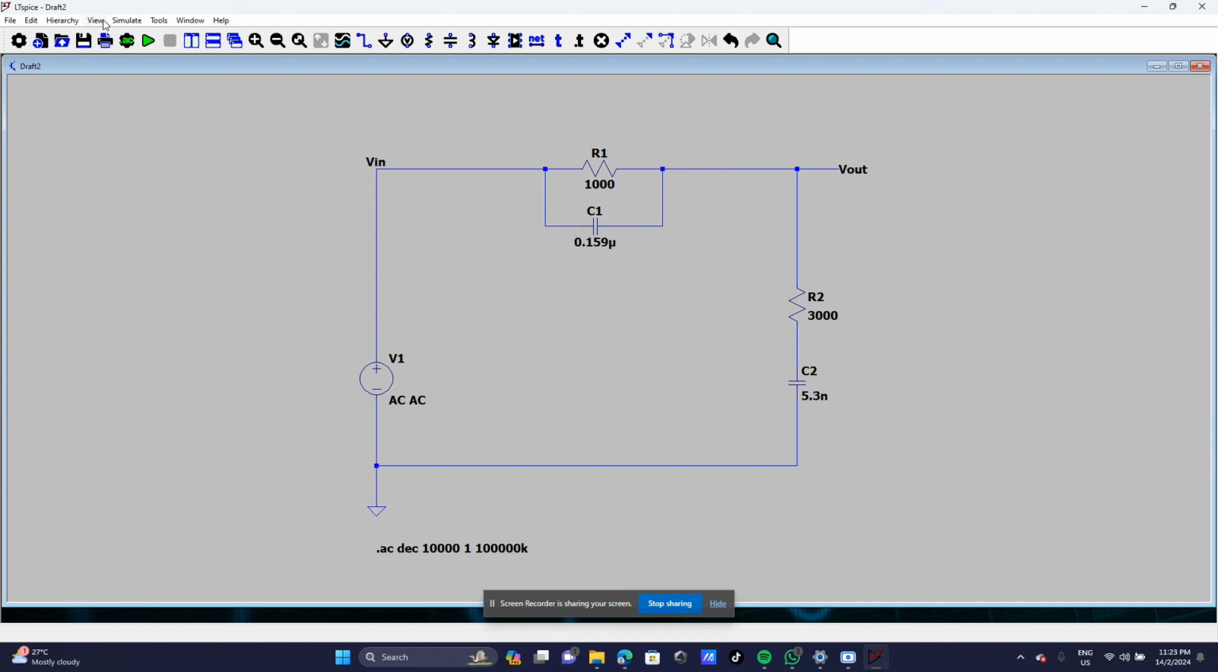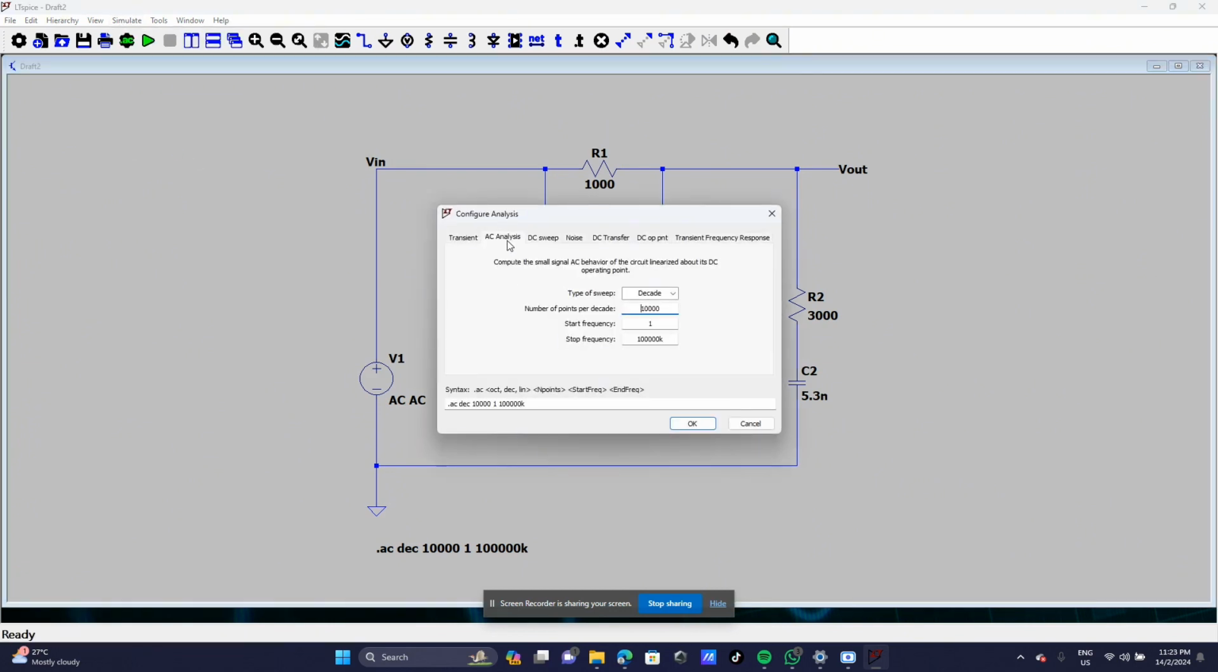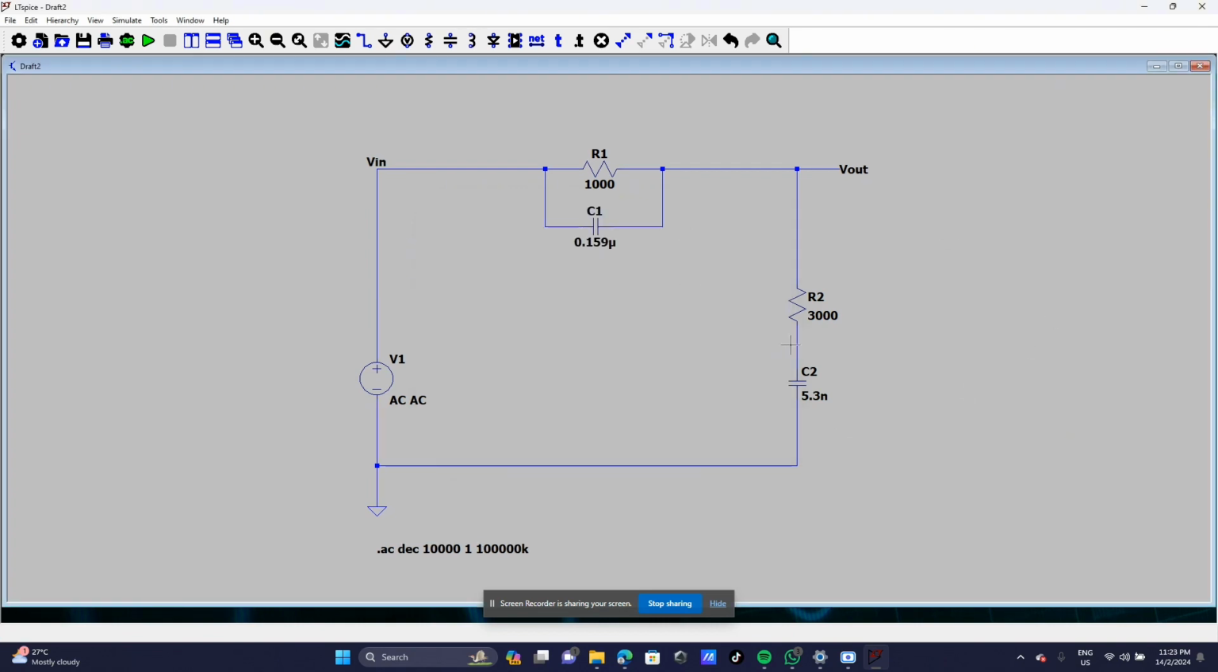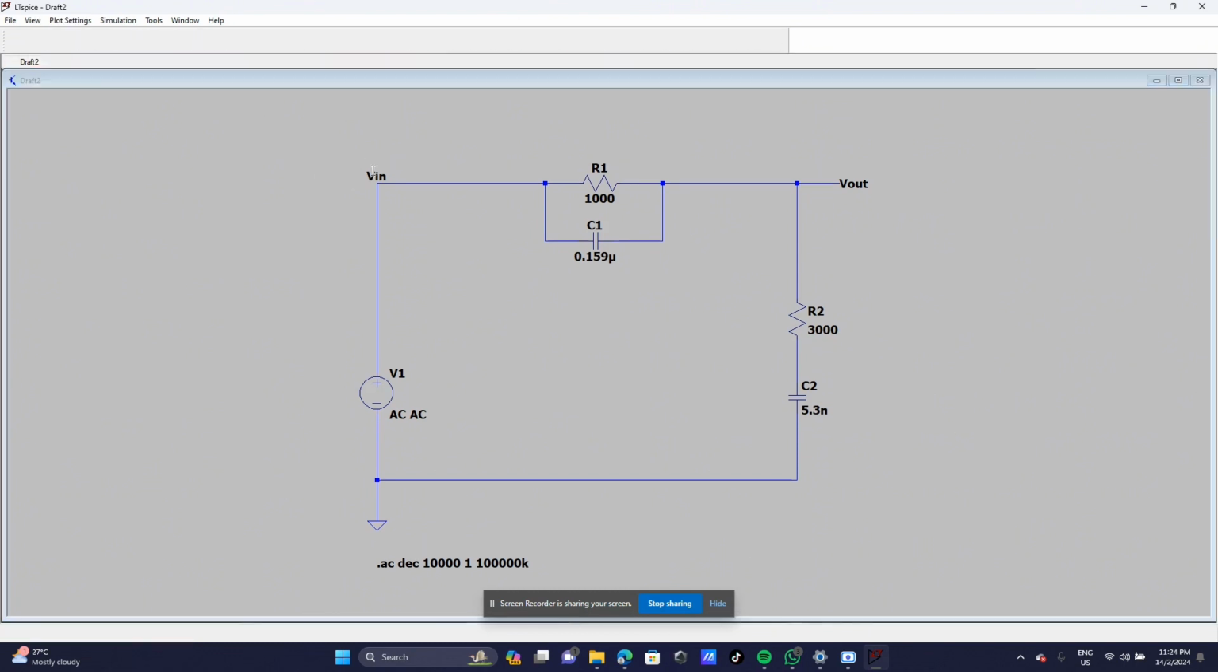And then we're going to press simulate, configure analysis, and we're going to use the AC analysis and not the normal transient one, because we are using a band stop filter, and because we have a mini parallel circuit here, it's a band stop filter. We have to use the AC analysis, and we're just gonna choose the decade type of sweep. Number of points per decade, 10,000. Start frequency 1. Stop frequency is 100,000 K. All right, and then press OK, and then we're going to run this whole circuit.